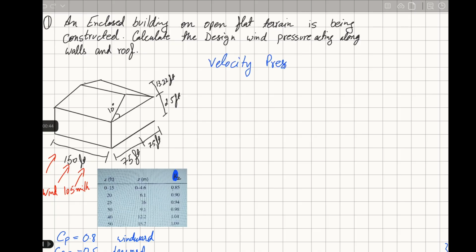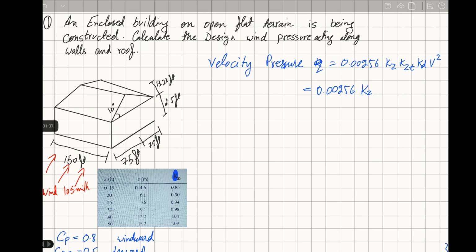And the velocity pressure can be solved using the formula 0.00256 times the velocity pressure exposure coefficient times the topographic factor times the wind directionality factor times velocity squared. Now this equation is long. Let's try to simplify it so that we don't have to worry about all these different components and variables. First of all, 0.00256 we can keep as it is. And we do know that our velocity pressure exposure coefficient will be different for different heights.